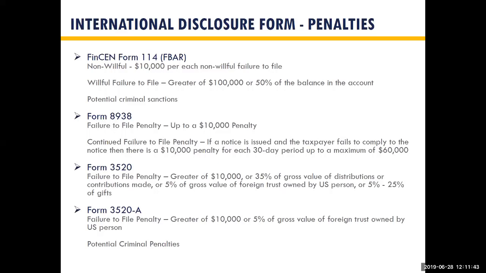The Forms 3520 and 3520A, it's the greater of $10,000 or a percentage of the corpus of what's being held, and that U.S. person's portion that's held within the trust. And on the 3520A, there's potential criminal penalties with that one.